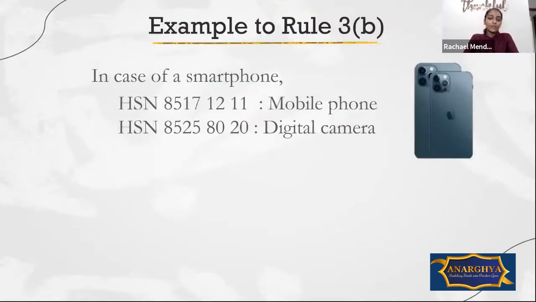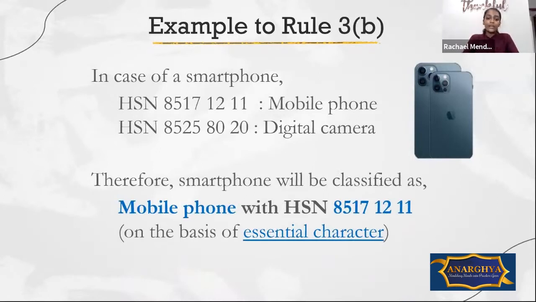So our example of a smartphone having multiple things in it, like a camera, calculator, a watch. So taking an example of a smartphone with a high resolution camera. The camera is so good that it can equal a digital camera. So in that case, what do you do? In that case, as per Rule 3B, you will classify the smartphone on the basis of the component which gives the smartphone its essential character. And the essential character of a smartphone is a mobile phone. Therefore, you will classify a smartphone under the heading of a mobile phone.